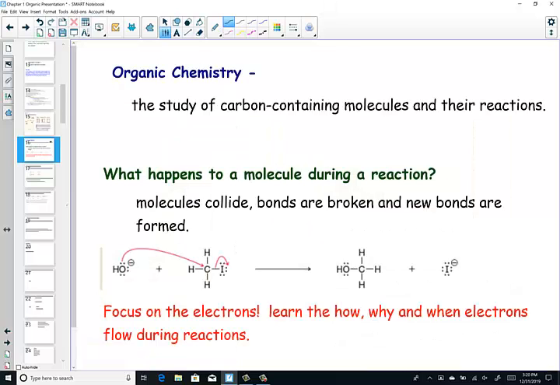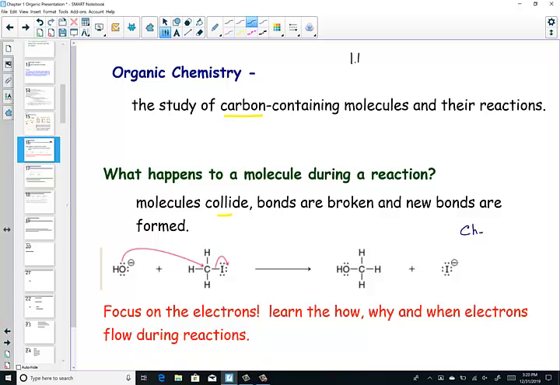Organic chemistry, section 1.1. We know that it's the study of carbon-containing molecules and their reactions. So I know that that's key. Organic molecules contain carbon. And typically you find other elements such as hydrogen with that carbon. We understand that organic chemistry, or chemistry in general, talks about a collision theory in which molecules collide, bonds are breaking, and new bonds are forming, and that truly is the heart of a chemical reaction.